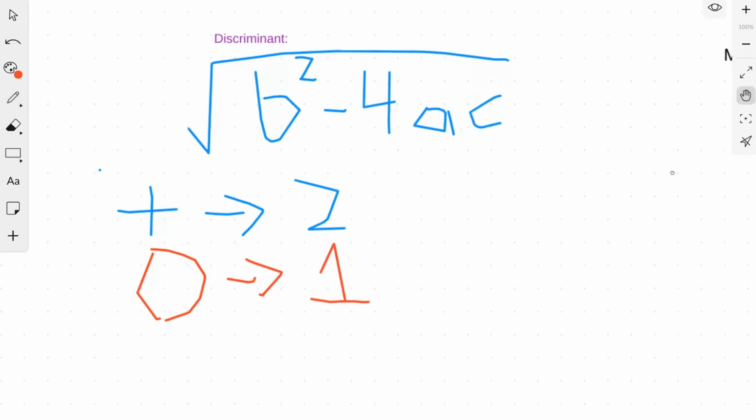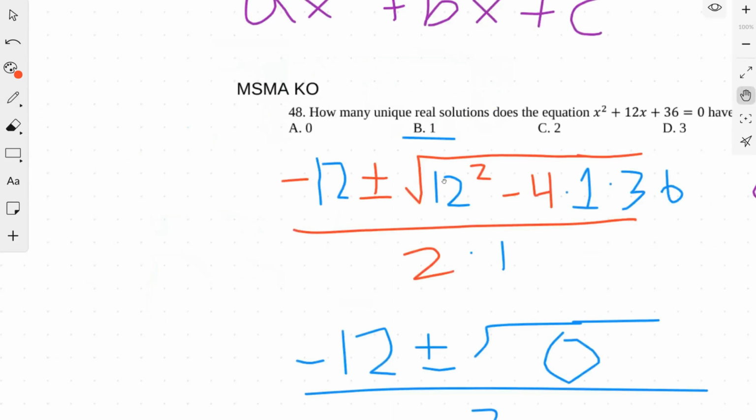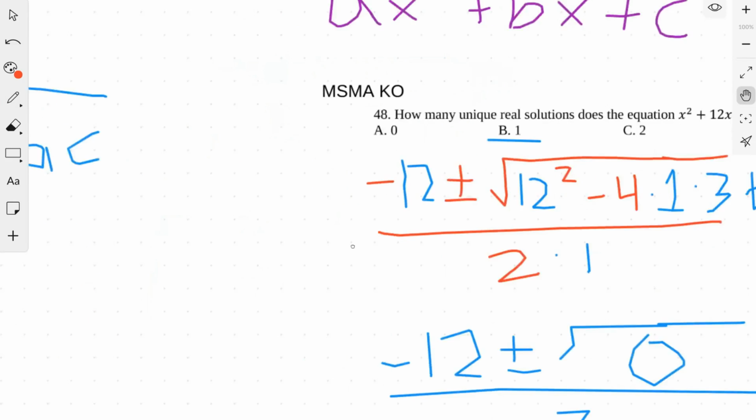If b squared minus 4ac is equal to 0, then there is one real solution. Why is this? That is because in the quadratic formula, if this radical is equal to 0, then the plus or minus doesn't matter anymore because it's only what negative b over 2a is. Negative b over 2a would be the only zero of the quadratic equation.